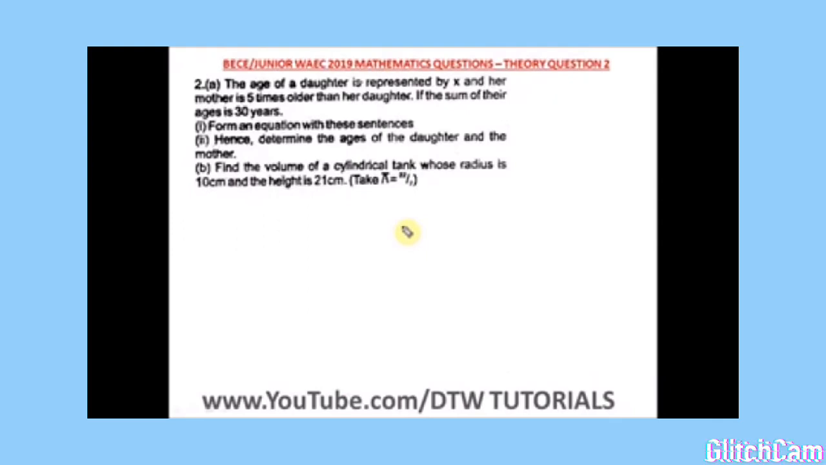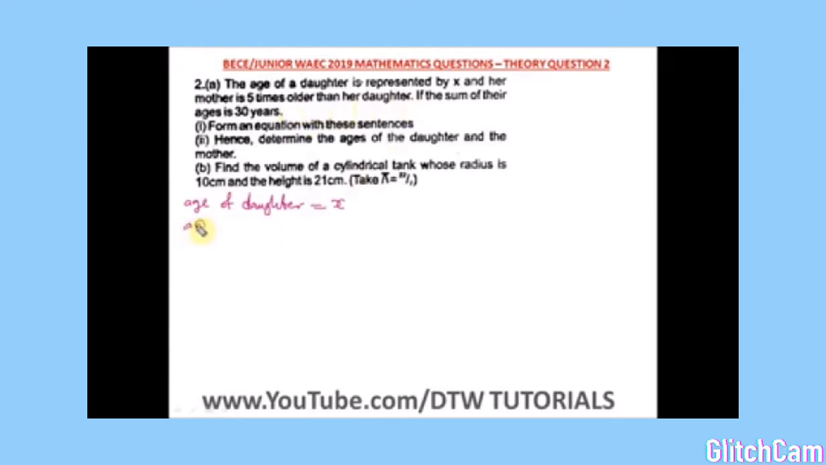Theory question 2 of the BECE Junior WAEC 2019 Mathematics Past Question. This is 2A. 2A says the age of a daughter is represented by X. Let's take this one statement at a time. So you're going to write it down: age of daughter equal to X.